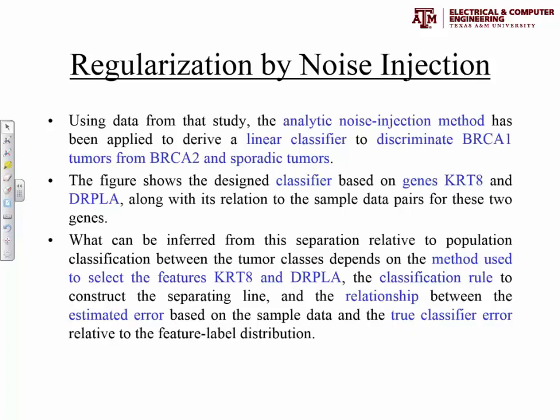Then there is the classification rule to construct the separating line, and the relationship between the estimated error based on the sample data and the true classifier error relative to the feature label distribution. Because you have taken all these samples and built the classifier, you got the line that is separating these two. But the question is, if you give it a new sample, is it going to put it in the correct class or not? To figure that out, you need to be able to do error estimation. Are you able to give an estimate of the error, how good your classifier is going to be on the general population, not just on the samples? Any questions?